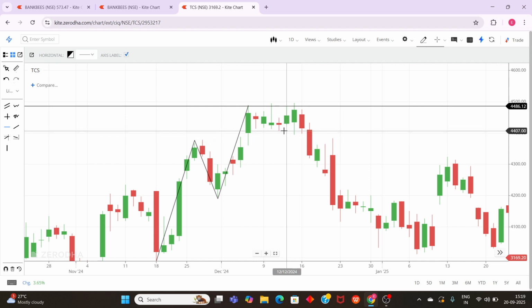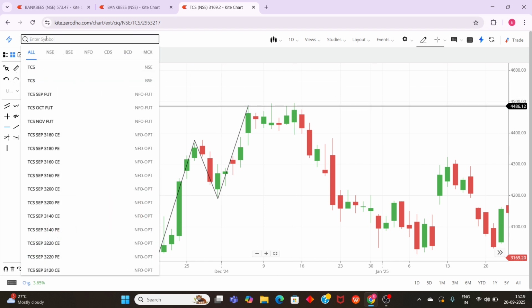If you are following the daily time frame, you can wait for the daily candle to close above the previous high, or if you're following the 1 hour time frame, you can wait for the 1 hour candle to close above the previous high. If you find that the candle has closed above the previous high, then only you can take a trade. I hope it's clear. So let me show it in a few more charts so that it will be much better.